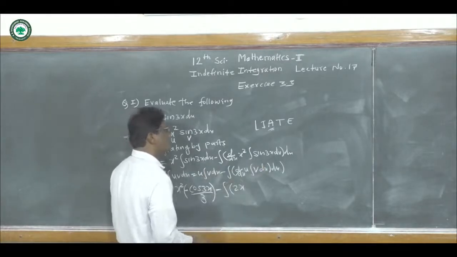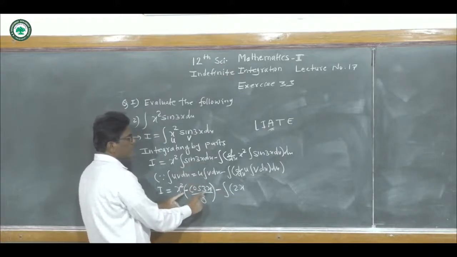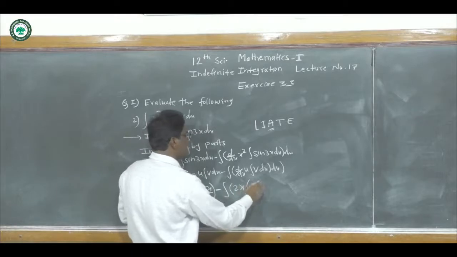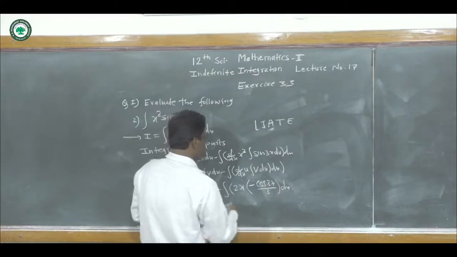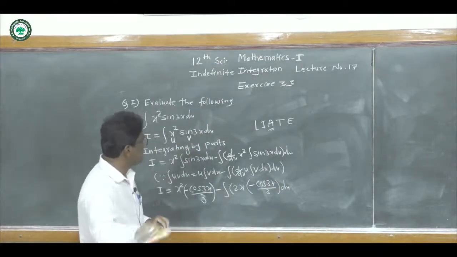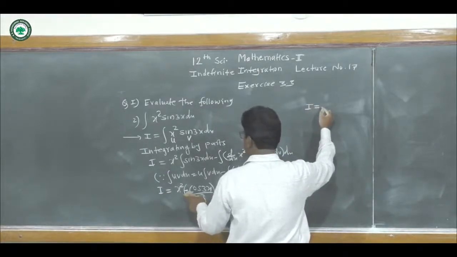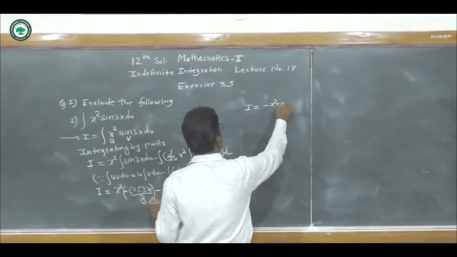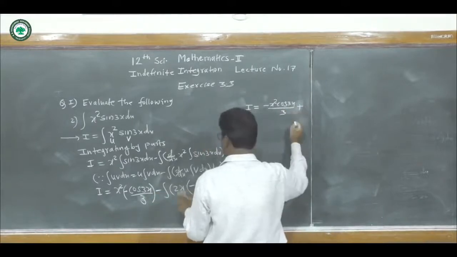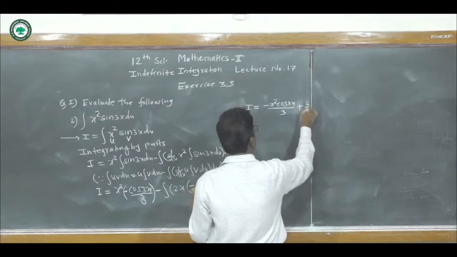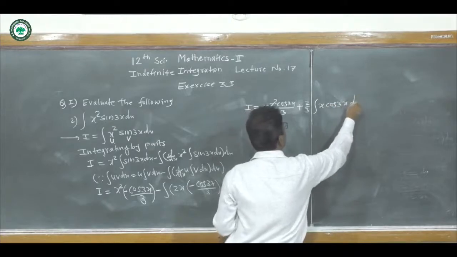Again here, integration of sine of 3x, repeat this step. So the integration of sine of 3x we calculated here. So we write again here minus cos of 3x upon 3 dx. So I is equal to minus x square into cos of 3x upon 3, and this minus and minus become plus, and 2 upon 3 is a constant. So 2 upon 3 into integration of x into cos of 3x dx.